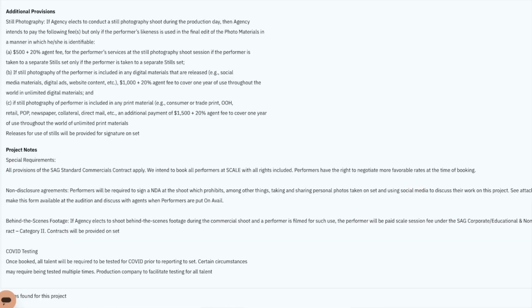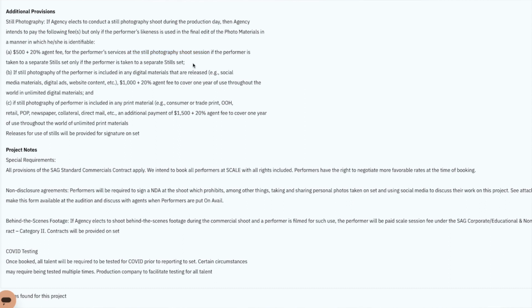Term number 9 is print or photo. Whenever you're looking at a commercial breakdown, just know that typically there is a separate fee for print. So there should be a fee for the video, movement, motion, commercial portion, and there should be another fee for the print photo portion. So let's take a look at this breakdown. Right here, it says $500 plus 20% agency fee that we were talking about at still photography shoot session. So if they are taking pictures of the performers on set during the commercial, they're gonna pay them $500.